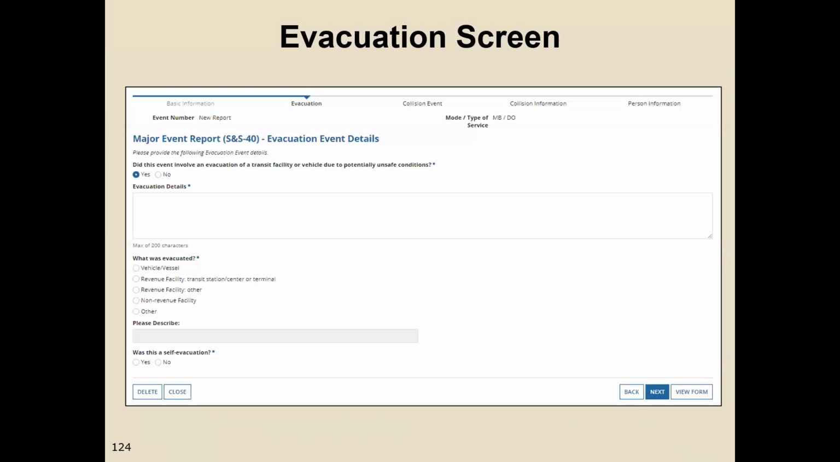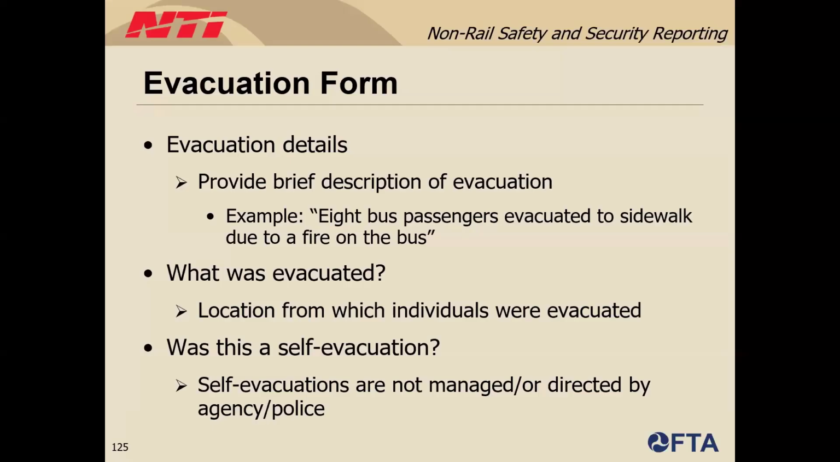This is a screenshot of the evacuation subform that you will see when creating an evacuation event. In the evacuation detail section, you can include a brief description of the evacuation, including the cause. The "what was evacuated" question is used to indicate what was actually evacuated. One choice would be vehicle/vessel, which would refer to the bus or ferry or whichever transit vehicle you are referring to. And the last question asks if this was a self-evacuation. For example, self-evacuation is when passengers get off the transit vehicle without being told explicitly to depart.